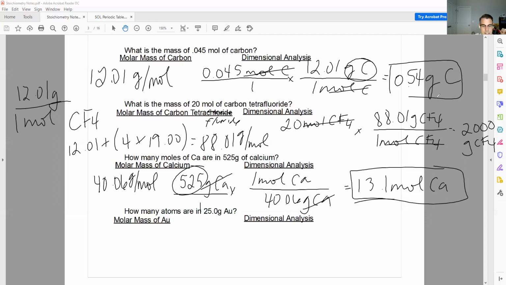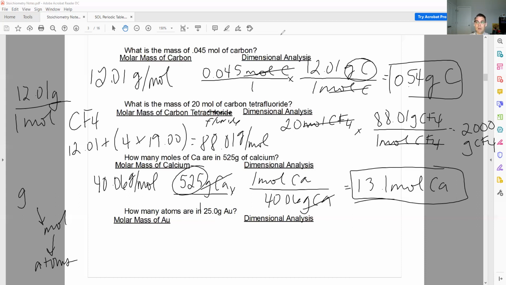Okay, so the next one says, how many atoms are in 25 grams? Okay, so I'm going to clear this because I want to go, well, no, I'm not going to clear it because it's already gone. But if you look at your mole map that you made, if you start with grams, you have to go to the mole first, and then you can go to atoms. So this is going to be a 2-step problem, from grams to moles, moles to atoms.